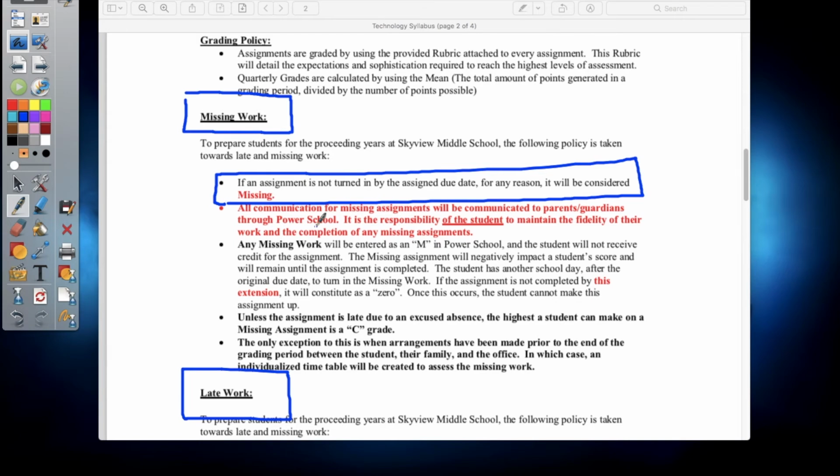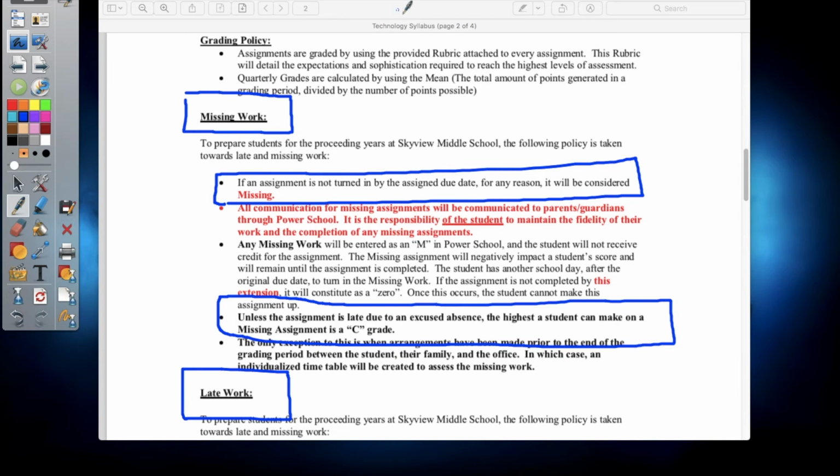Now, you have until the next day to get it in to me. I usually do my grading in the morning, so it needs to be on my Schoology page by the very next morning, because otherwise the highest you can make on that is a C. You may not be able to get full credit for it, but a C is better than an F, and it's definitely better than a 0. So if you can't get it in by the original due date, get it in by the very next day.